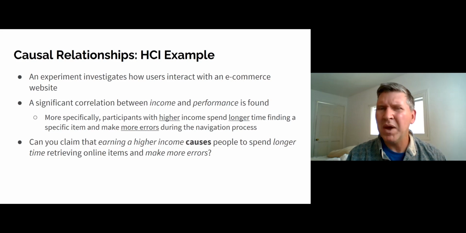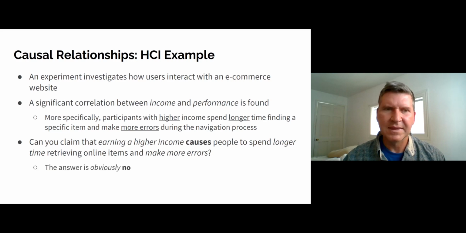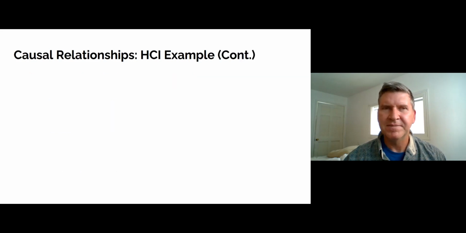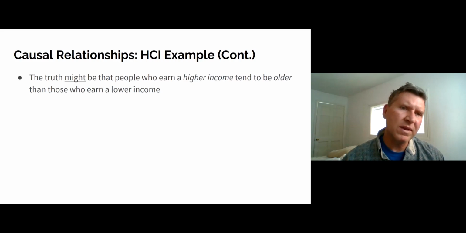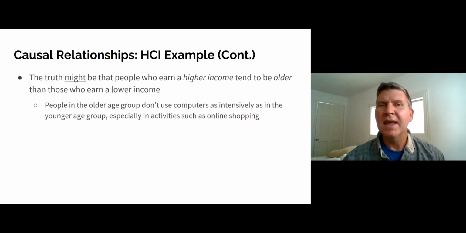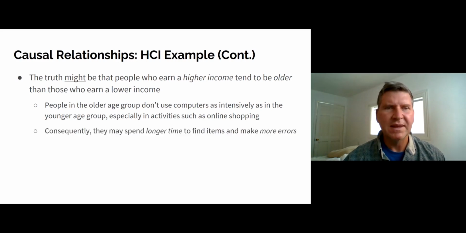I mean, think about it. What else could cause this type of relationship to be seen? The answer is clearly no. But what else could cause this kind of relationship? The truth might be that people who earn more money tend to be older than those who earn a lower income. And typically, people who are older don't use computers as intensively as people who are younger, especially doing things like online shopping. And consequently, they may spend more time to find items and make more errors.